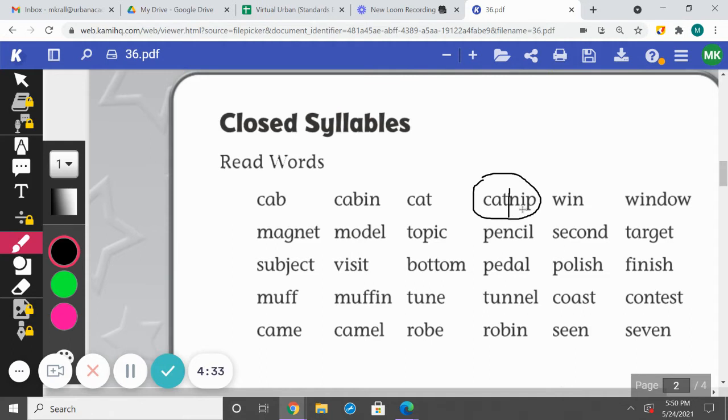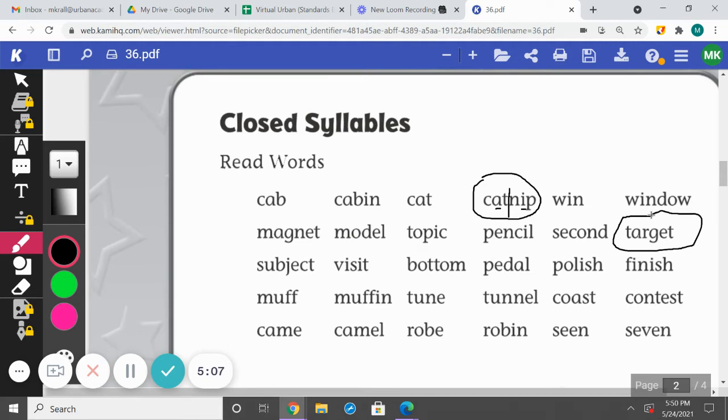But I want you to look. Our vowel A here in this syllable is closed in by that T, that consonant, so it's going to be short, at. And our I in this syllable, our vowel, is closed in by that P, so ip, right? So they're both going to be short, so that's a closed syllable because they're closed in by those consonants. Let's go ahead and do this one. So we have target, target.